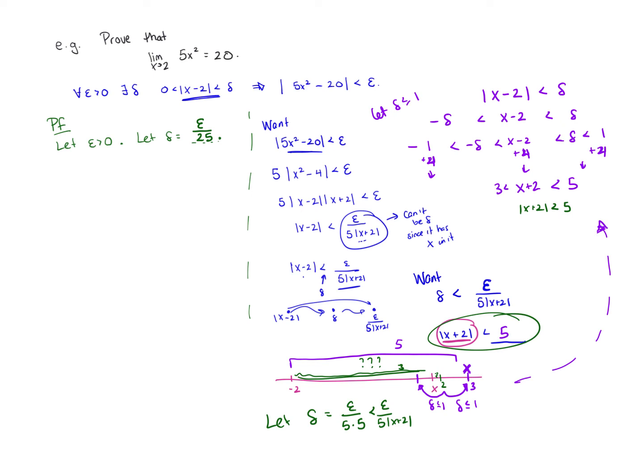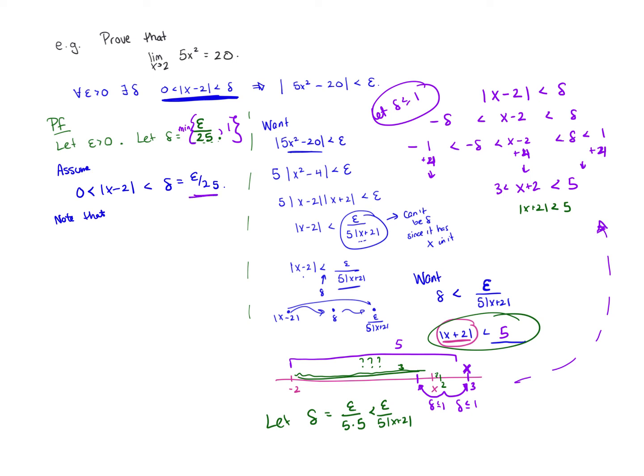And now I'm going to assume my if. So assume that 0 is less than the absolute value of x minus 2 is less than delta. Sorry, epsilon. Yeah, delta, which is going to equal epsilon over 25. And I want to show that the absolute value of 5x squared minus 20 is less than epsilon. So we can note that, oh, wait, we need to include one more thing here. We need to make sure it's actually going to be less than 1. So I'll have it be the minimum of that and 1. So whichever of those is smaller.